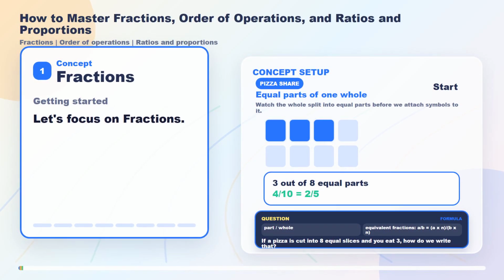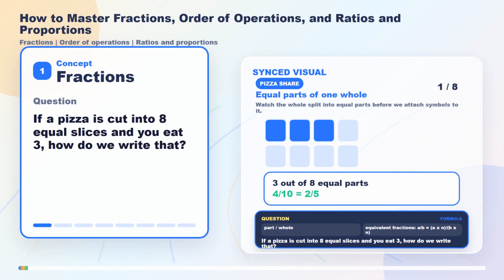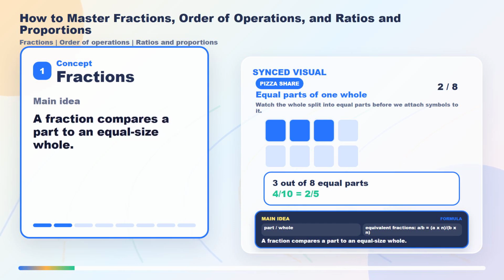First up, let's talk about fractions. Imagine we are sharing food fairly. If a pizza is cut into 8 equal slices and you eat 3, how do we write that? That question gives us a reason to care before we calculate. The useful question is not only how many pieces we have, but how many equal pieces make the whole. A fraction compares a part to an equal size whole. Before we touch the symbols, we want to know what the numbers are actually describing.